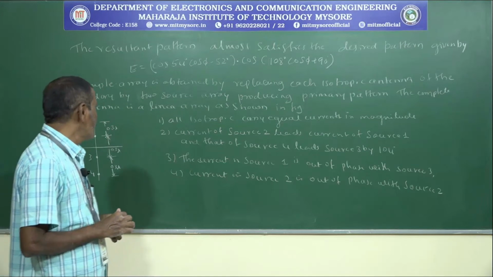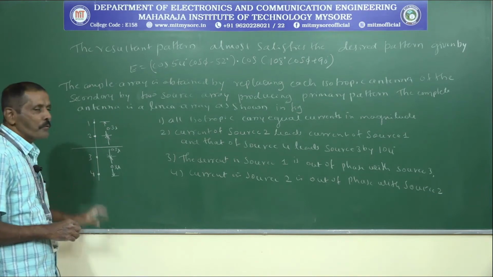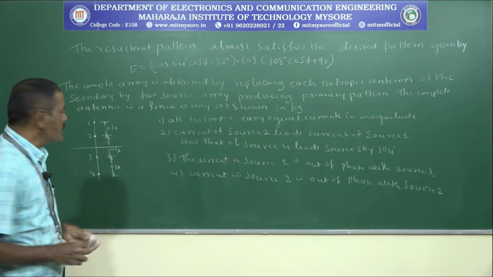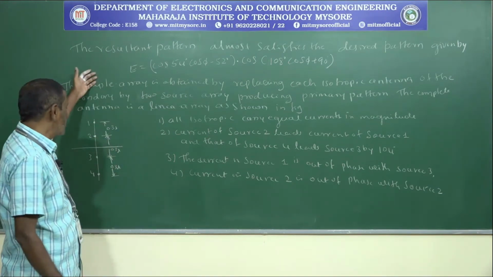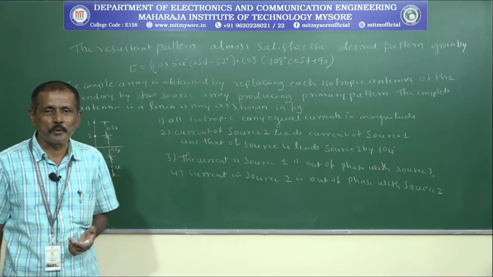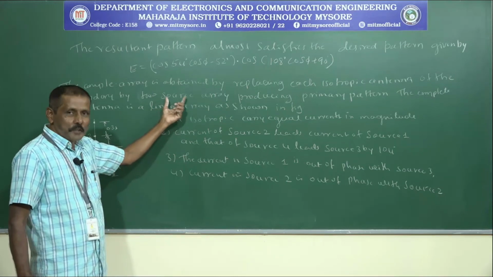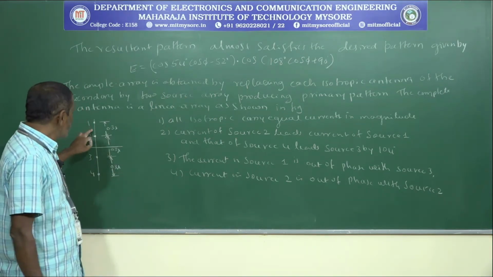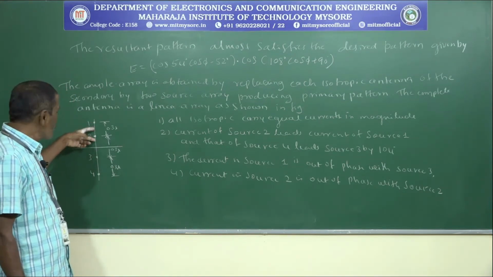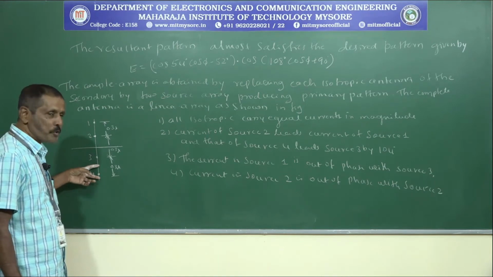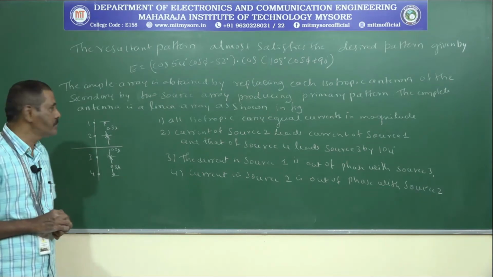The complete antenna is a linear array as shown in the figure. So, that is 1, 2, 3, 4. We are having 4 antenna elements because here you have one isotropic source producing the secondary pattern, and here we are having one isotropic source producing the secondary pattern. Now, this secondary isotropic source is replaced by two sources, and this secondary source is replaced by two sources, and this is producing the primary pattern and this is producing the primary pattern.